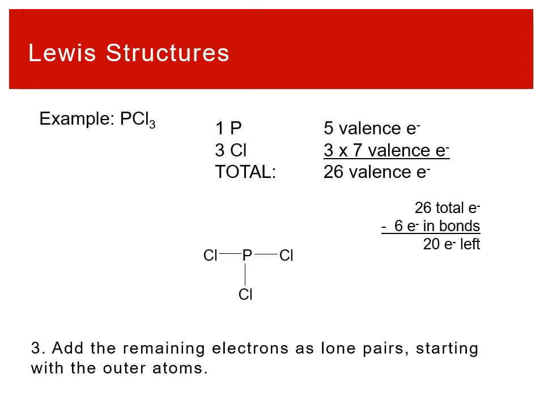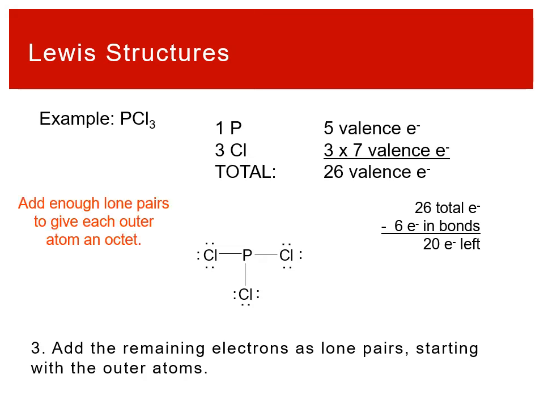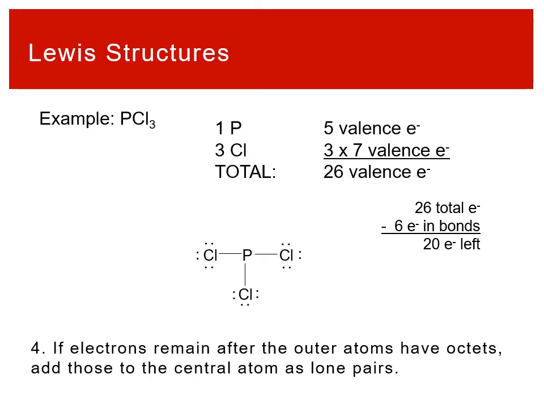My outer atoms of chlorine each have 1 bond. That is 2 electrons. They all need 6 more, which means they will need 3 lone pairs. That's true of all of these chlorine atoms. I add enough lone pairs to give each outer atom an octet. Fill them up. And if I'm using single bonds, it's always going to be 6 here. Okay, so we assigned those as lone pairs. Now, if electrons remain after the outer atoms have octets, add those to the central atom as lone pairs.